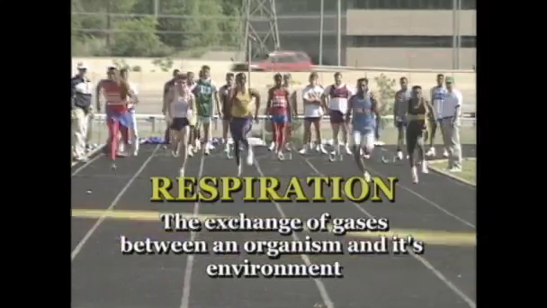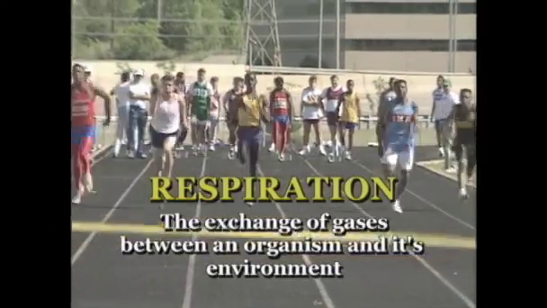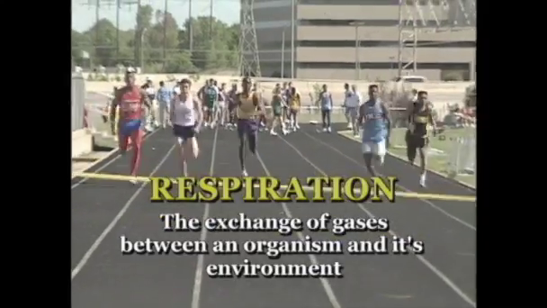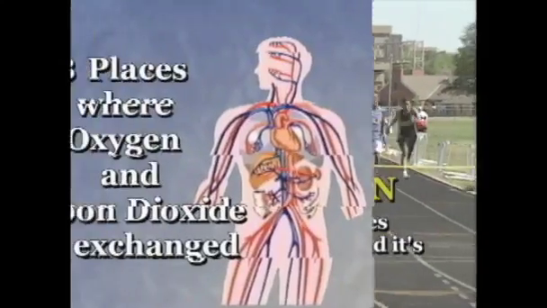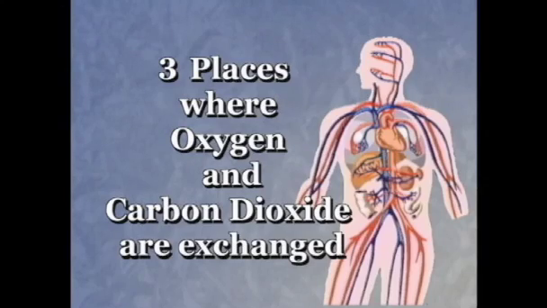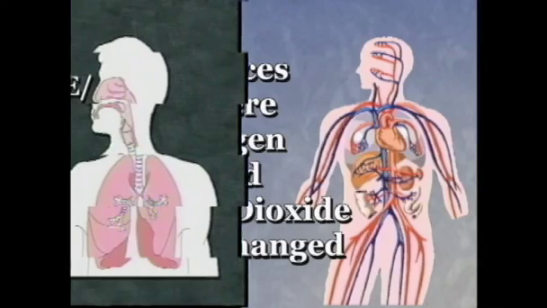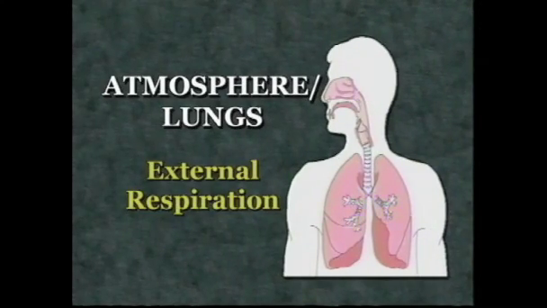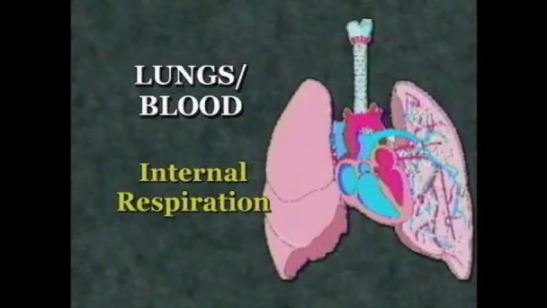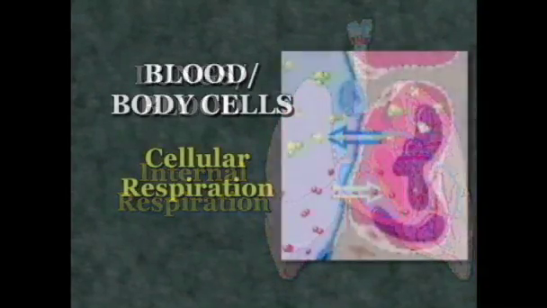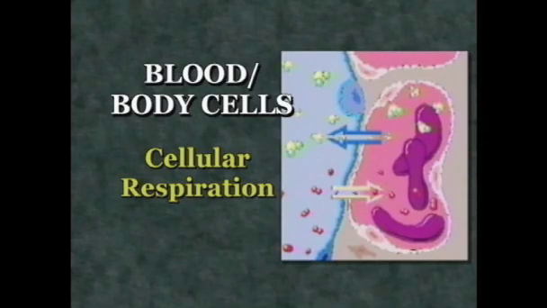Respiration is defined as the exchange of gases between an organism and its environment. There are 3 places where oxygen and carbon dioxide are exchanged within the body. 1. Atmosphere to lungs, external respiration. 2. Lungs to blood, internal respiration. And 3. Blood to body cells, cellular respiration.